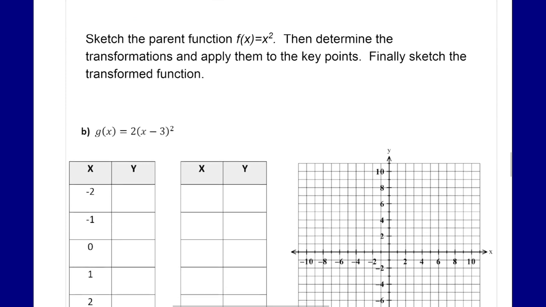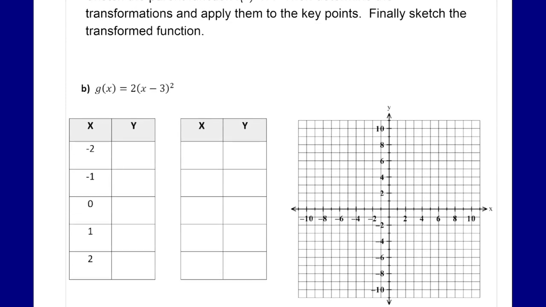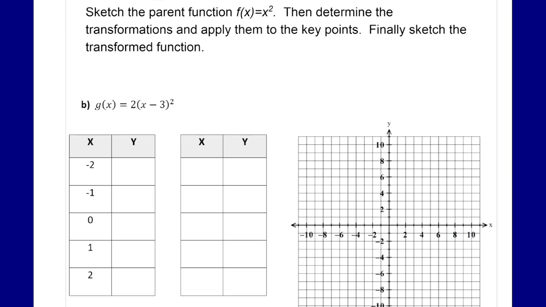So for the next one, it's going to be the same thing. We're going to graph the parent function, then look at our transformed function, determine the transformations, apply them to the key points, and then sketch. For the parent function, it should be the same: (-2, 4), (-1, 1), (0, 0), (1, 1), and then (2, 4). So again, I can quickly go through and graph my parent function.